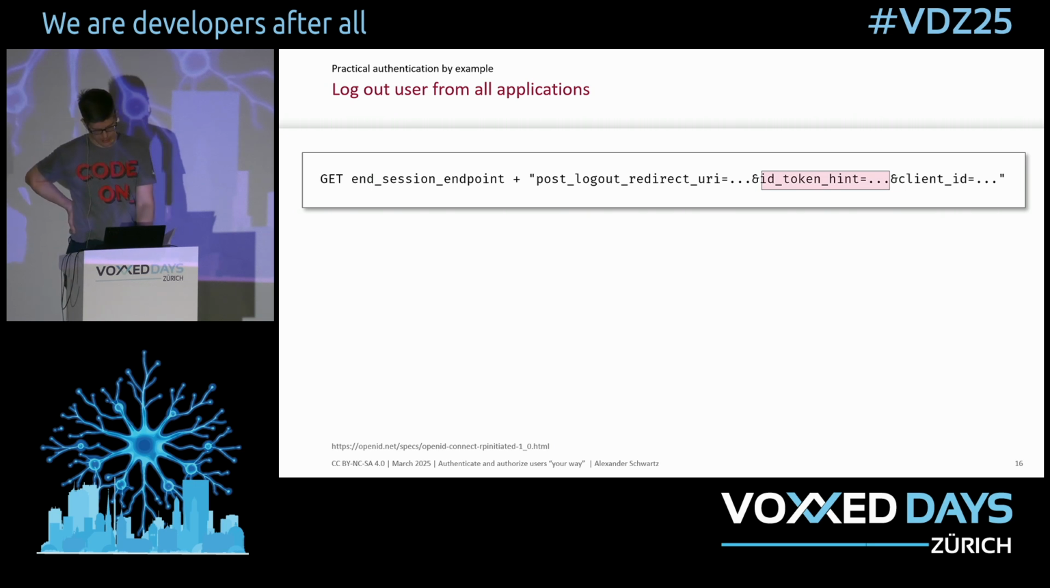this makes really sure that this is not a cross-site request forgery or whatnot, just a link that somebody tricked the user into clicking on. So only if this ID token hint is there will the identity provider really log out the user without any additional questions.